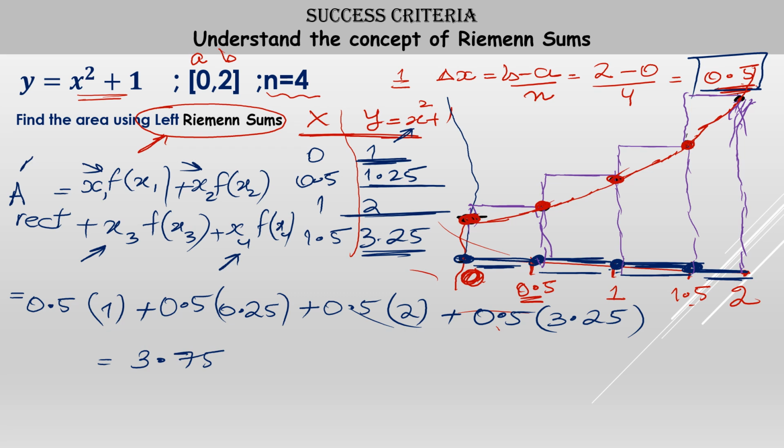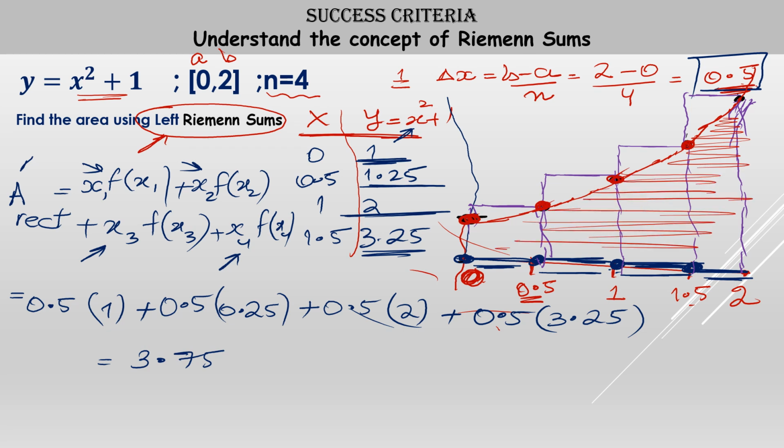Why overestimated? Because look at this part. You have to calculate the area of this part, right? But you see that there are some rectangles which are overestimated, which are calculated more. So the answer will be overestimated because the graph lies under the rectangles. So the answer is 3.75.